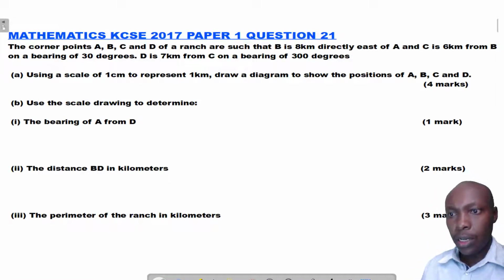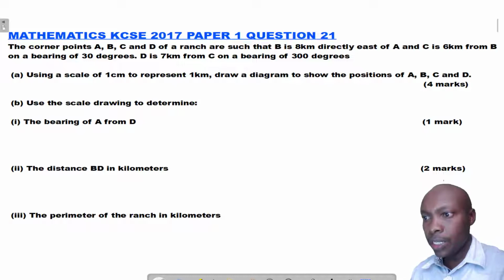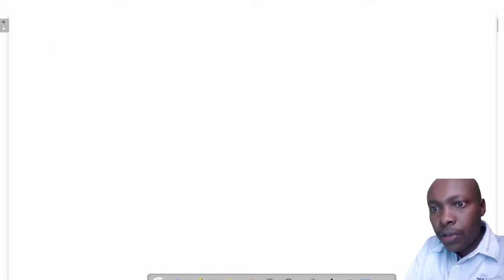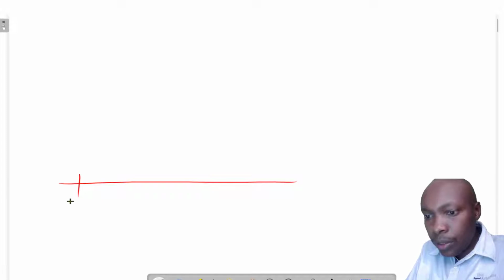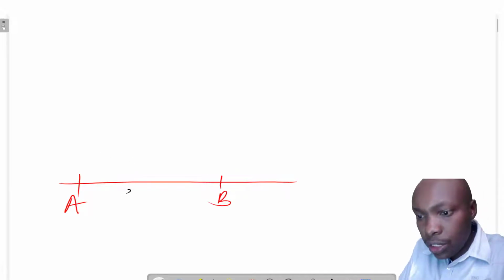The corner points A, B and C. You have read the question. So we start with locating these places. B is 8 kilometers directly east of A. So how do we sketch that? If we have a rough diagram here, if that is A, then B is directly east, and that distance is 8 kilometers.